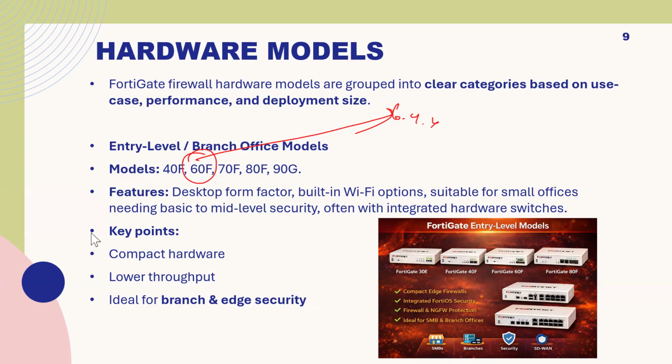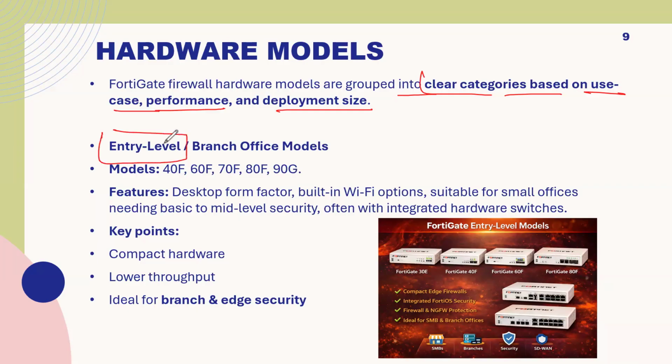See, based on where this firewall is being used, it has categorized its hardware models. It depends where it is being used. So the first label it has given is entry level. FortiGate firewall models are grouped into clear categories based on use case, performance, and deployment size. Where it is being deployed, what is the requirement, on that basis. So at entry level, we have models like 40F, 60F, 70F, 80F, 90G. These are the models that will be preferred at the entry level.